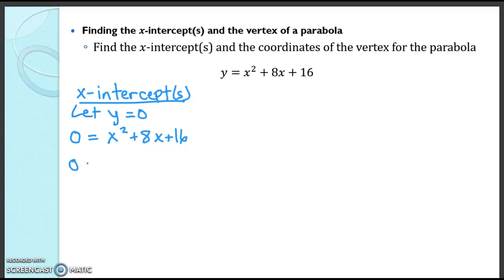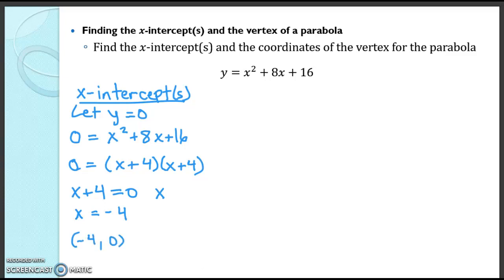So in order to solve this, we need to factor. This happens to factor into x plus 4 times x plus 4. Now there's a few ways we can look at this problem, but this means that if x plus 4 equals 0, then our equation is going to equal 0, which is what we wanted. So subtract 4 and x equals negative 4. So my x-intercept is at negative 4, 0.